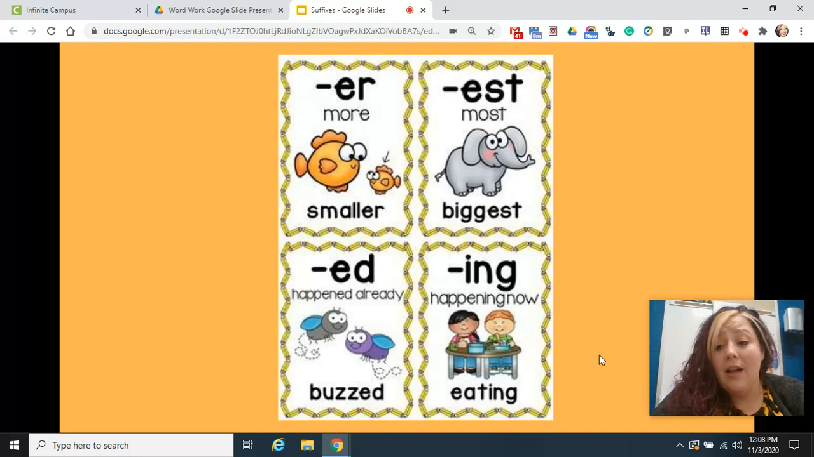You're going to see ed a lot of times. And ed actually can make three different sounds depending on how we use it. I have another video on the three different sounds of ed, which you may need to watch if you are unfamiliar with those. But ed means it happened already. Like buzzed, the flies buzzed past us. It already happened. It can make different sounds, like jumped can make that T sound, and it can also make the ed sound or the D sound. Watch my video for how to know when to use them. And then we have ing, and we see that one a ton, and that's for when it's happening now. Like we are eating right now.